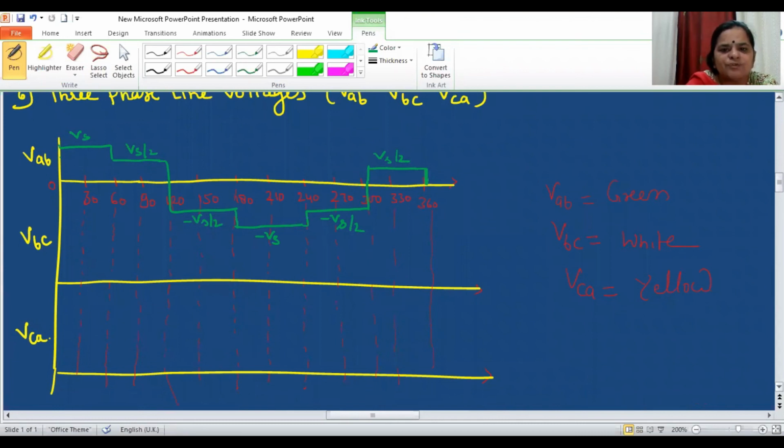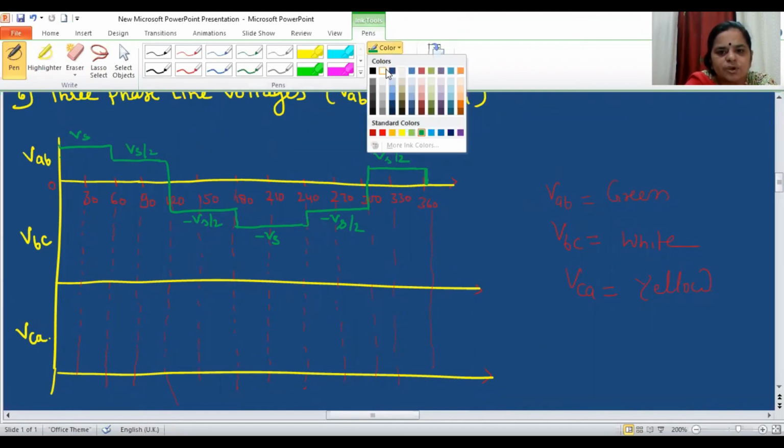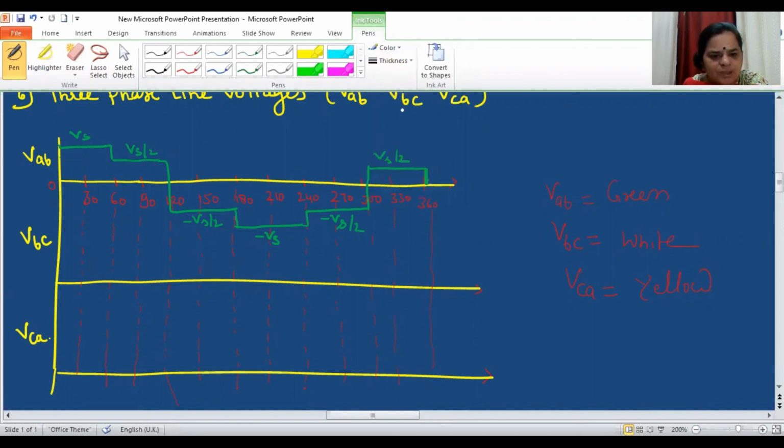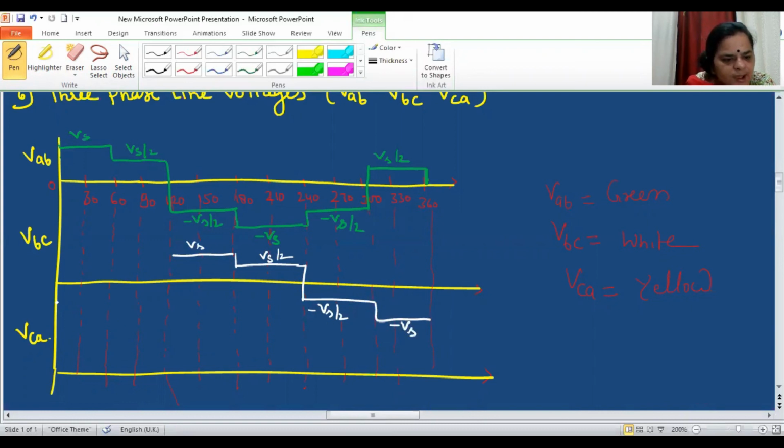Now let us draw the waveform for VBC. So when I plot the waveform for VBC, it will start from minus Vs by 2. VBC will have a Vs value at 120 to 180, then Vs by 2, then minus Vs by 2, then minus Vs, and here minus Vs by 2, and then plus Vs by 2. So this is the waveform for a VBC.